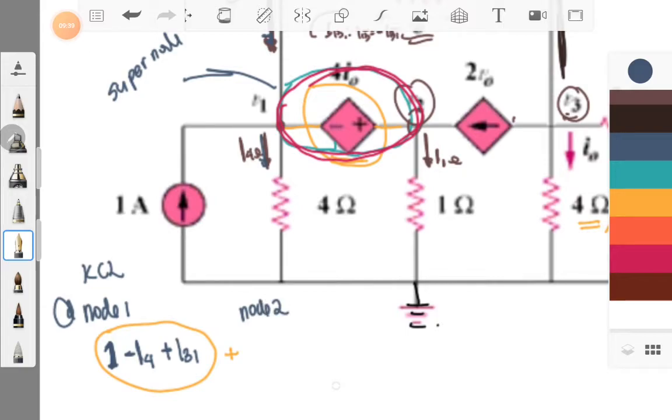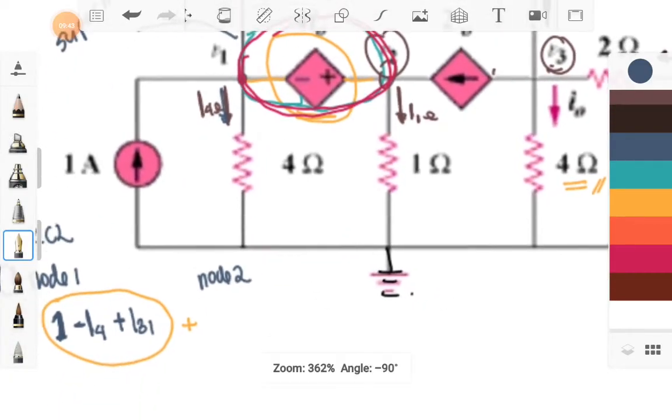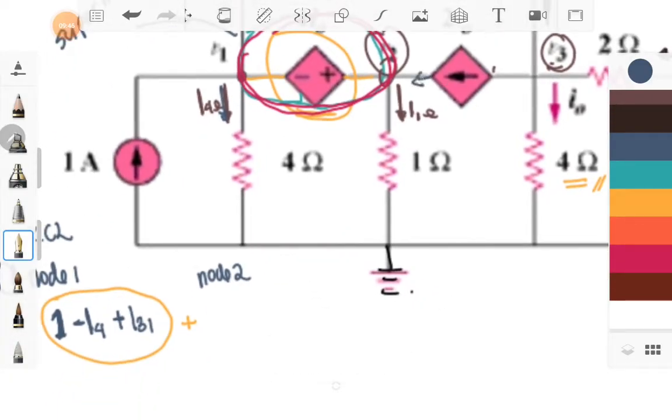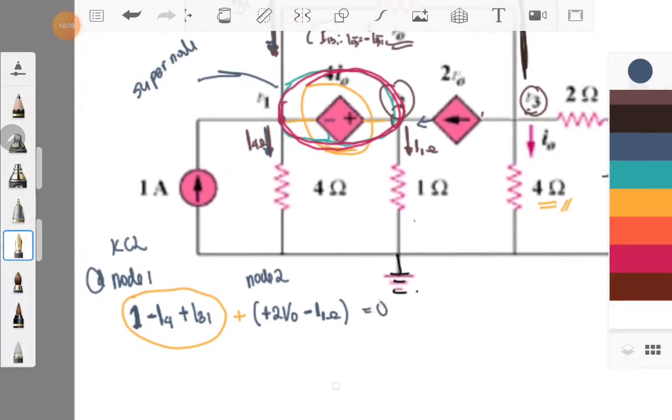What are the currents entering our node 2? We have our 2VO. Positive yan kasi entering. Okay? Positive 2VO. And then, going out is your negative I1. Positive dapat yan, pero going out the V2, therefore it is negative I1 ohm. Okay, equals 0. Take note that this is a current entering to your node 2, but since it is a super node, you will add the terminals of your node 1 plus node 2. This is the equation of your node 1 and the equation of your node 2. Adding them, we will have this value.